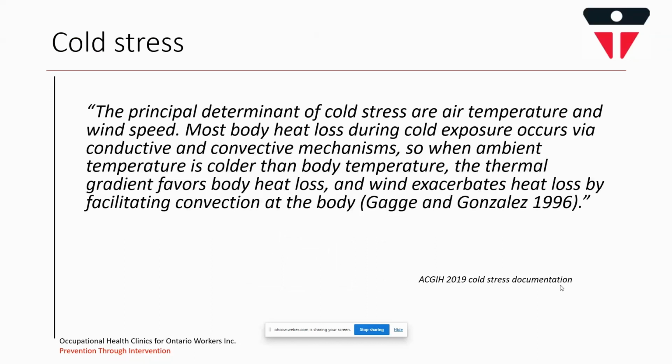But I find this little paragraph in ACGIH documentation, which very nicely puts everything in a nutshell. So cold stress is basically determined by the air temperature and the wind speed, and our body loses heat through two different mechanisms, convection and conduction, and the wind speed over our skin increases the heat loss from our body. So this whole subject revolves around temperature, wind speed, and the mechanism of losing heat from our body.